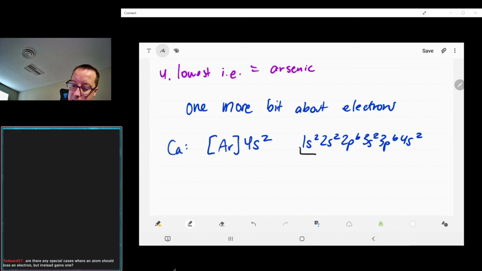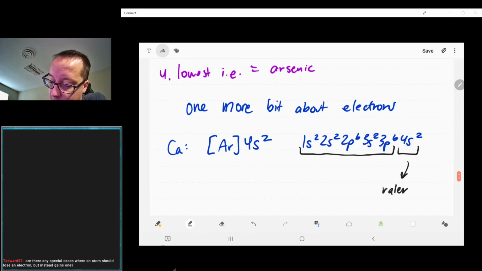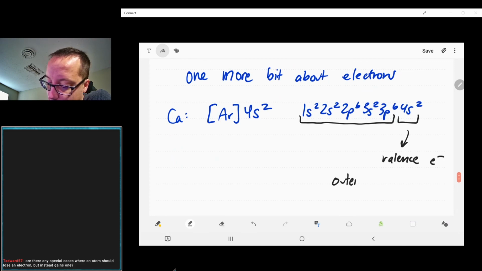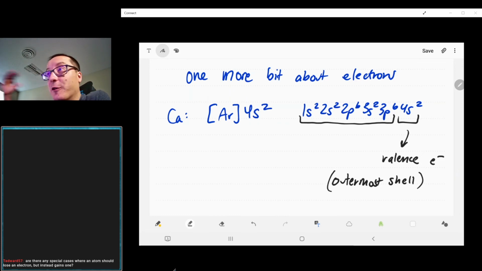We're going to see that these electrons are going to have different categories. We're going to call the outermost electrons valence electrons. Those are going to be in the outermost shell, the biggest N, so the furthest from the nucleus. On the other side, these guys are going to be called core electrons.